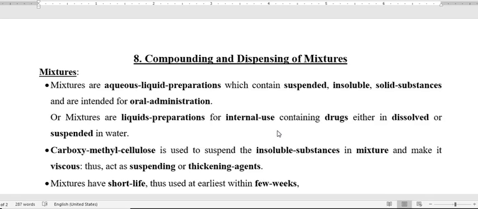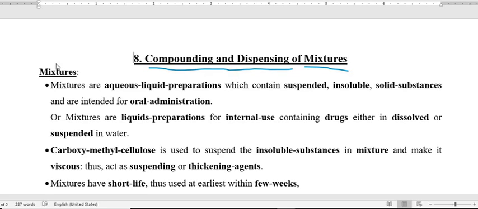So this is the third pharmacy preparation that we are going to discuss. Prior to this practical, particularly the pharmacy preparation, we already discussed the compounding and dispensing of ointment, then powder, and this is the third one in the pharmacy preparation: the compounding and dispensing of the mixtures that we are going to discuss.